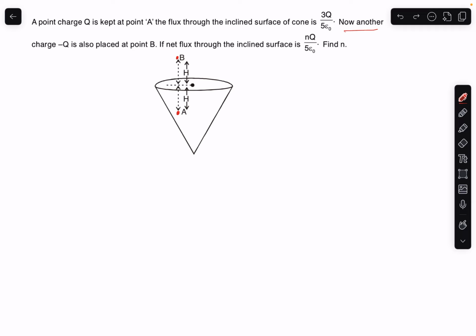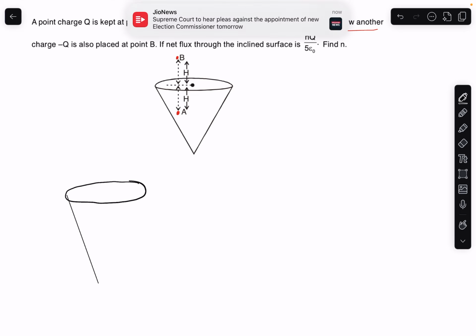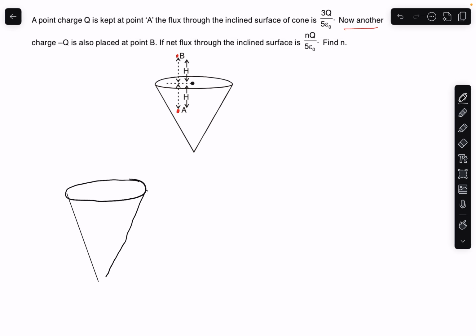So we have to find the value of n. We will solve it in two parts. Initially only charge A is present. So if only charge A is present, charge A is inside the volume of the cone, and we know that the total flux due to a charge is Q by epsilon naught. So this should be equal to the total flux crossing the inclined surface plus the total flux crossing the circular surface.